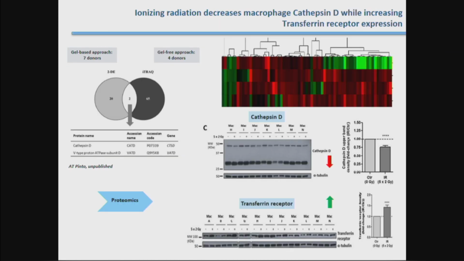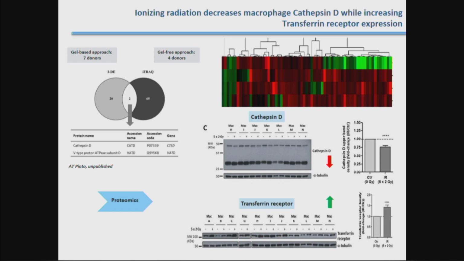We also performed proteomic analysis on these irradiated versus non-irradiated macrophages to try to understand the main differences in terms of protein expression. We could observe that several proteins are different in the irradiated versus the non-irradiated. This gel-based and gel-free approach led us to find some molecules, in particular cathepsin D and transferrin receptor, that are systematically altered in the irradiated macrophages. We see a decrease of cathepsin D and a consistent increase in transferrin receptor, and we are now running a project based on these results, trying to understand the importance of iron metabolism in macrophages in response to radiation.